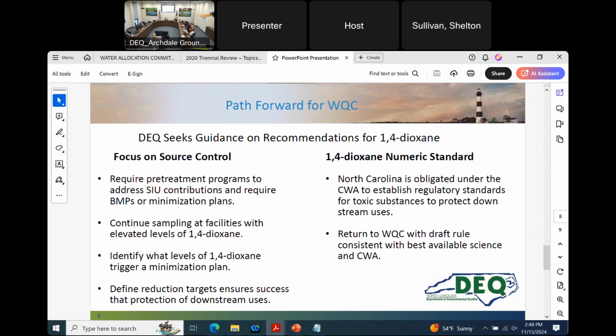And of course, what we really need and what we're concerned about is source control. It's the same type of thing. It's an emerging compound. We need source control. We need to address SIUs. We don't see it statewide. We really know what facilities we're talking about and where the action needs to be taken. So it could be a much more limited process. But again, we have struggled with this and we are looking for guidance from the EMC and the Water Quality Committee. And that's all I have.